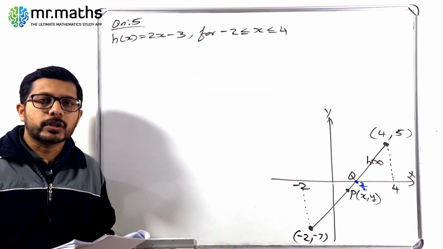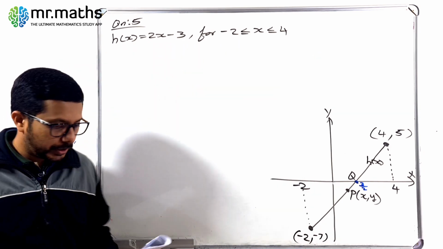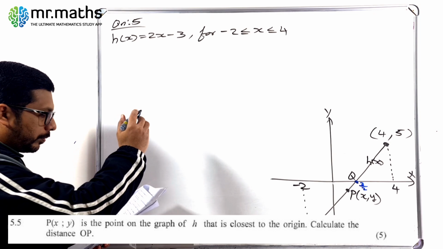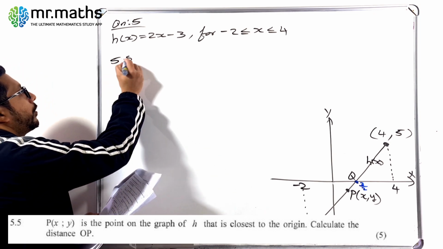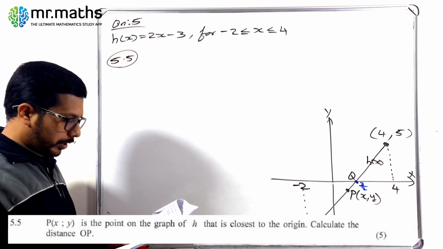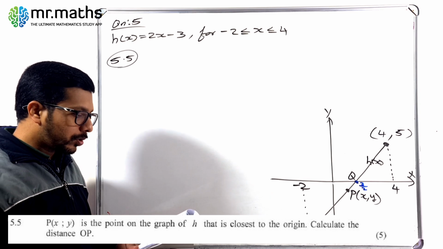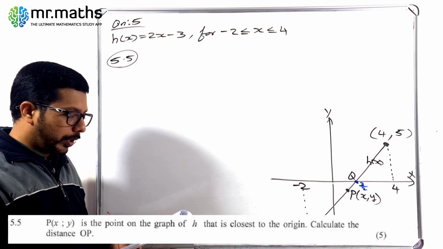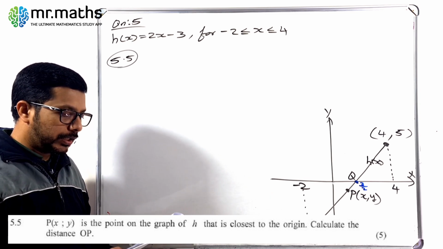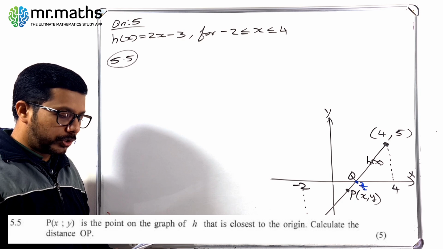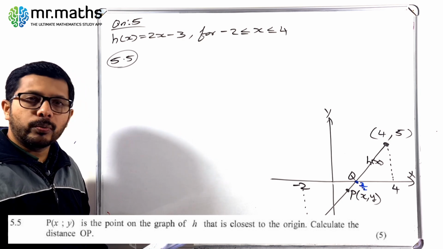Okay, let's go to question number 5.4. Question number 5. First question number 5.5. What is that question? P(x, y) is the point on the graph H that is the closest to the origin. Calculate the distance OP.